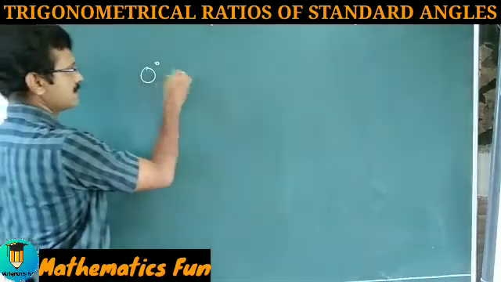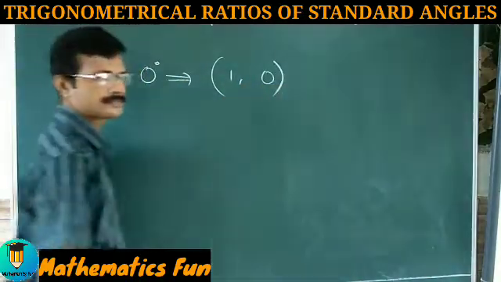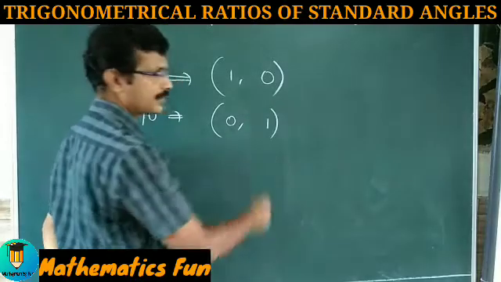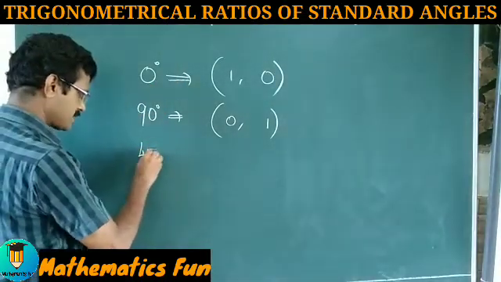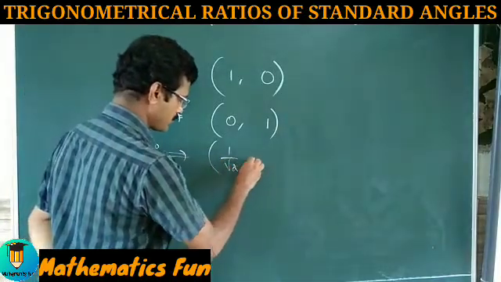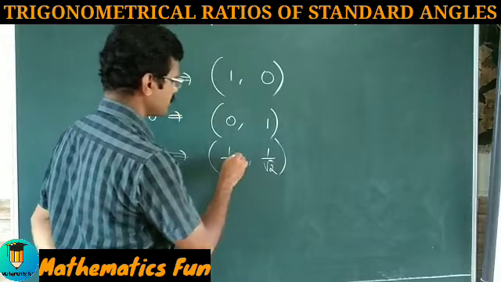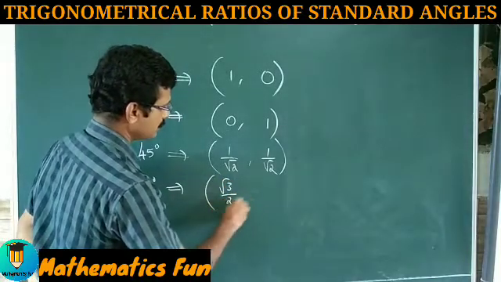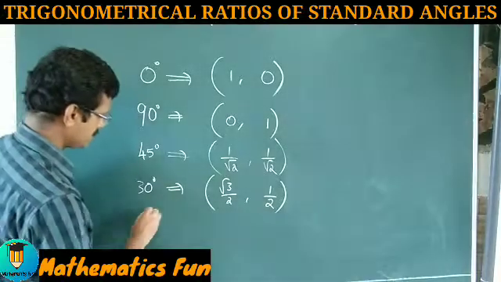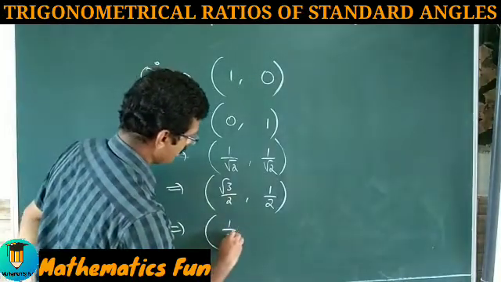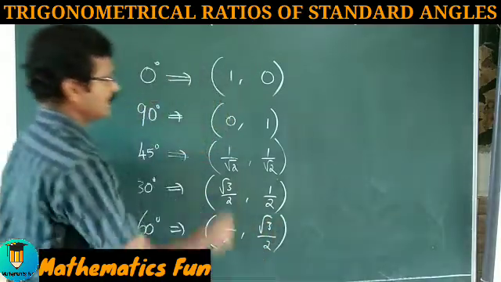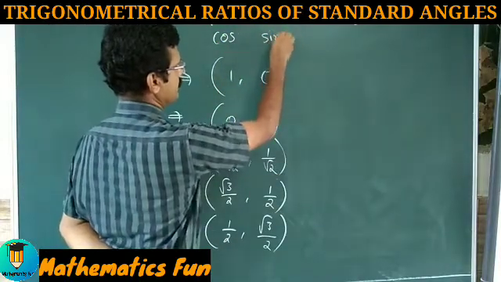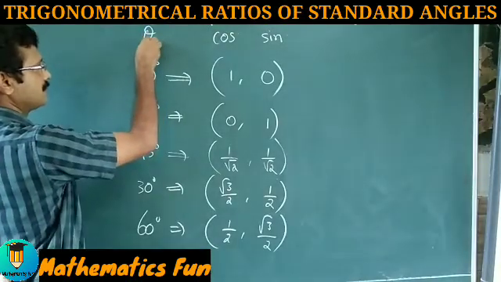That is, 0 degrees coordinate, I said, is 1 0. 90 degrees, just reverse order, we have to just interchange it: 0 1. Then 45 degrees, both are 1 by root 2, 1 by root 2. 30 degrees I made as root 3 by 2, 1 by 2, and then 60 degrees is the reverse order, 1 by 2, root 3 by 2. Always this is the x coordinate, that is cos, and this is the y coordinate, that is sine, and the corresponding angles we can say as theta.